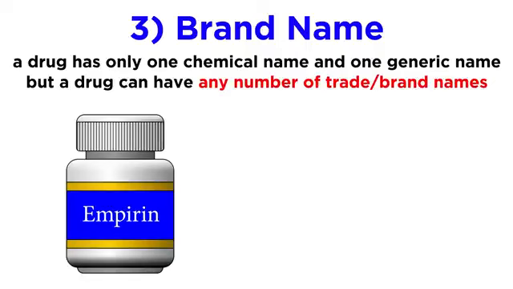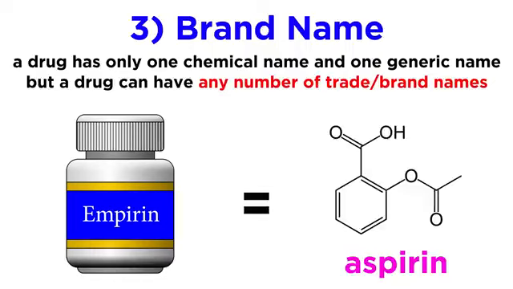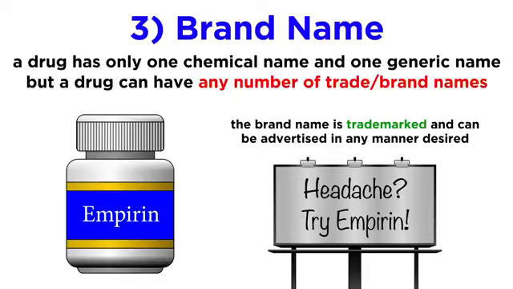For example, you may be familiar with a drug called Empirin. Well, Empirin is aspirin. They are completely synonymous. But Empirin is a brand name that is trademarked and can be advertised in any manner desired by its producers. Anyone else can mass-produce aspirin and call it whatever they want as well.